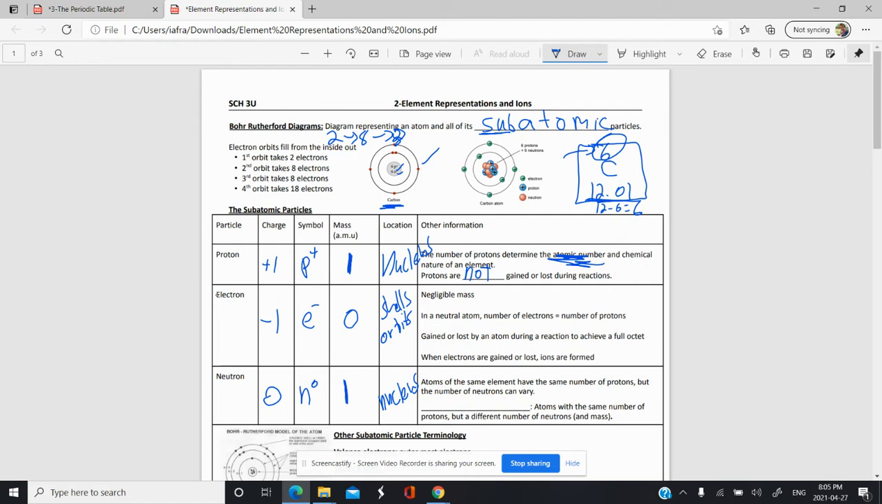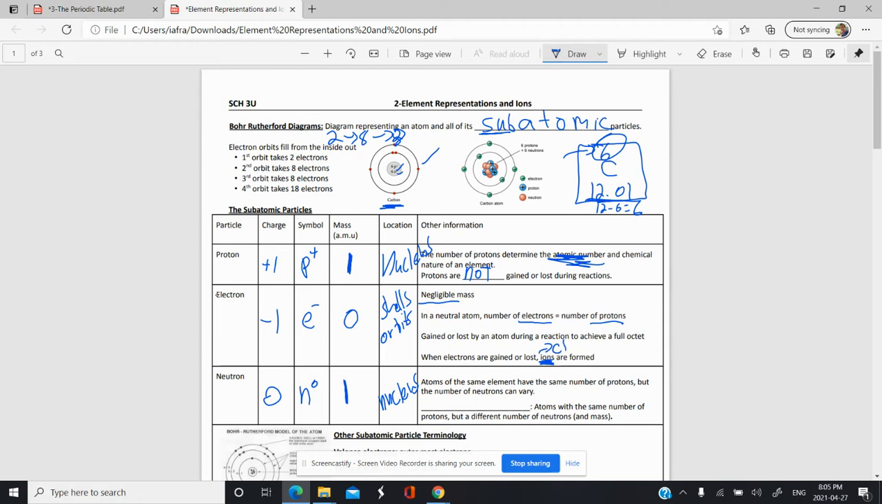Electrons have a negligible mass, which basically means it doesn't really count in terms of the mass. It's so light. Generally, in a neutral atom where there's no charge overall, the number of electrons and protons will be the same. But atoms can gain or lose electrons when they react. When atoms gain or lose electrons, they become charged. When an atom becomes charged, we give it a special name called an ion. So when electrons are gained or lost, ions are formed.